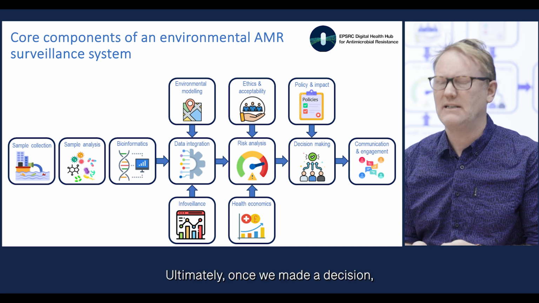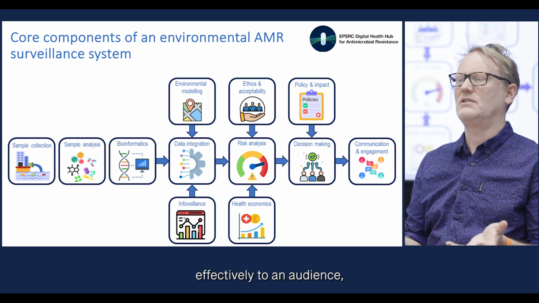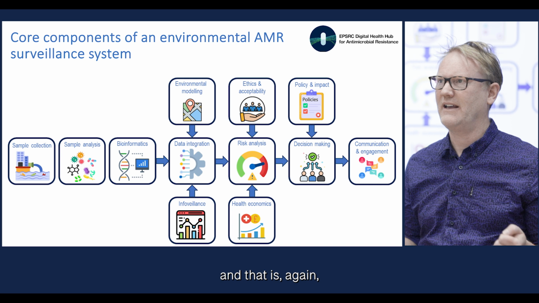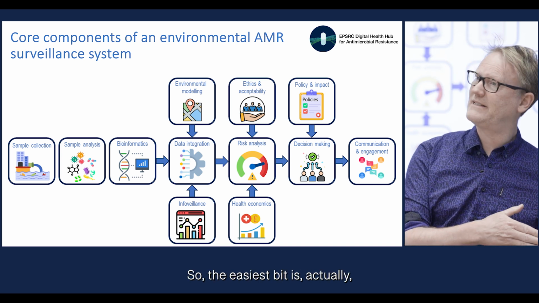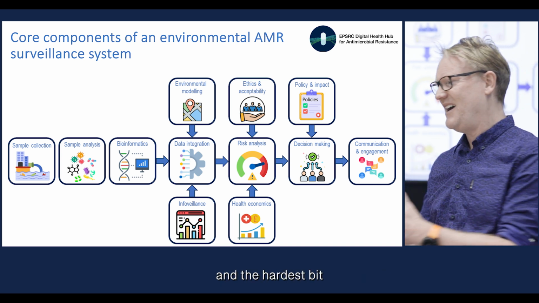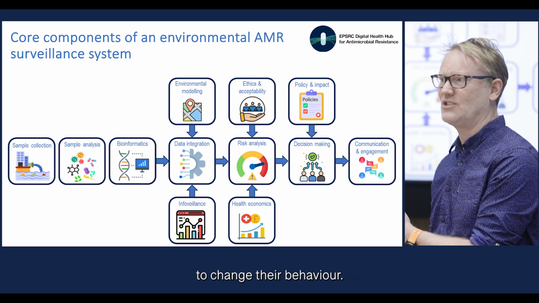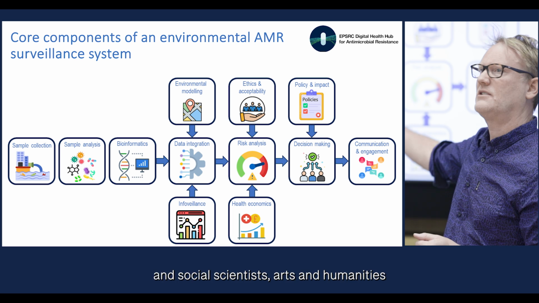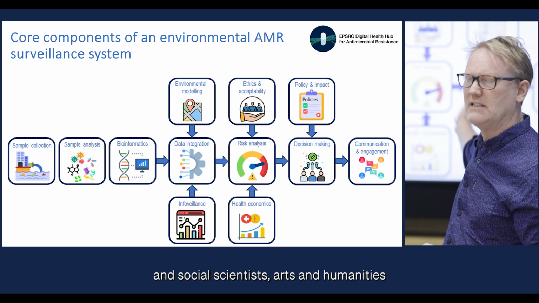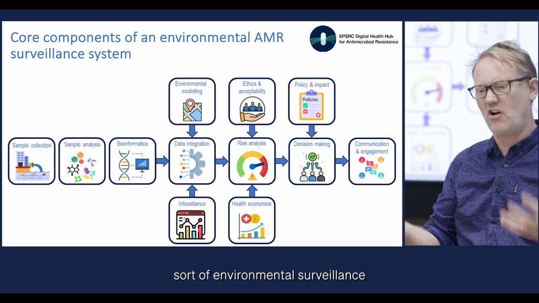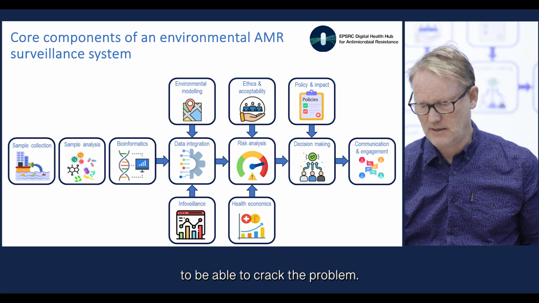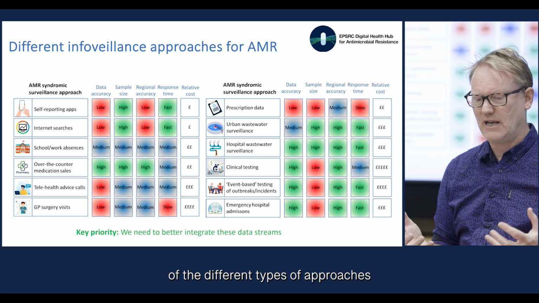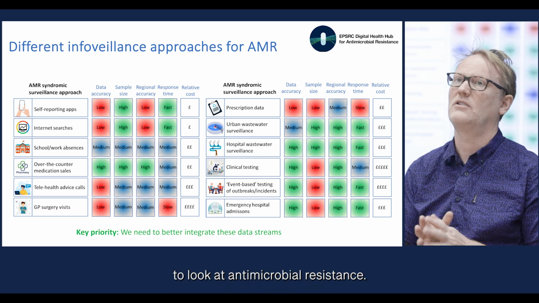Ultimately, once we've made a decision, we have to communicate it effectively to an audience. And they need to act on it. So you need to have behaviour change. And that is, again, one of the other challenges. So the easiest bit is actually sampling the environment and measuring it. And the hardest bit is actually convincing anybody to change their behaviour. And so, we need science and social scientists, arts and humanities all the way through this sort of environmental surveillance to be able to crack the problem. This is just an illustration of the different types of approaches that we could take to look at antimicrobial resistance.